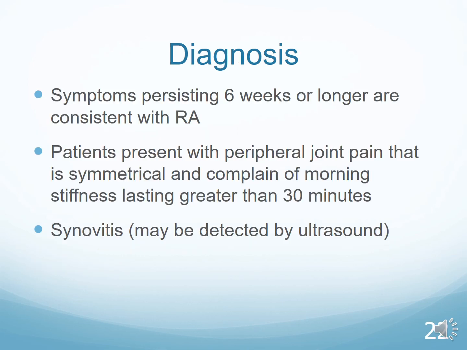So diagnosis is based on symptoms that persist for 6 weeks or longer. 6 weeks or longer is consistent with RA. And so if you think back to my example where you are seeing somebody in the office or in the clinic in September, and then she has the same complaints, or the complaints have intensified in December or January, you can see that that is a longer time frame than 6 weeks. Patients will present with peripheral joint pain that is symmetrical, and they will complain of morning stiffness that lasts greater than 30 minutes.